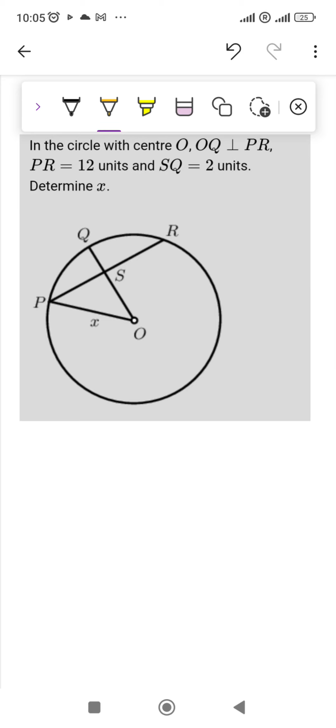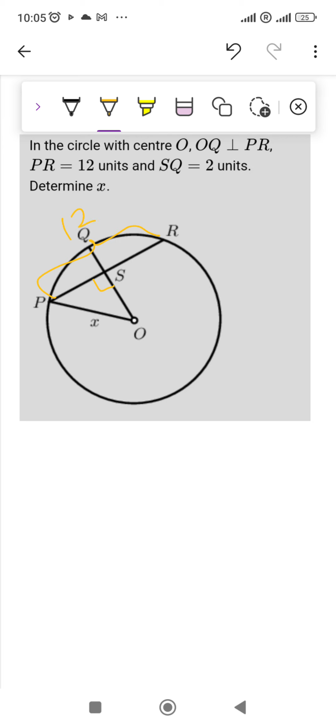Right, we are back. So theorem 1, this is example 2. Again, they tell us that this is a circle with center O. They tell us OQ is perpendicular. That's not shown on the picture, so let's draw that in. OQ perpendicular to PR, so let's show that there's a 90 there. They tell us PR is 12 units. Okay, this whole thing is 12.